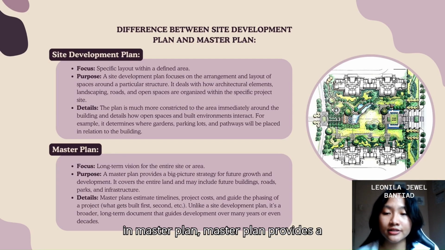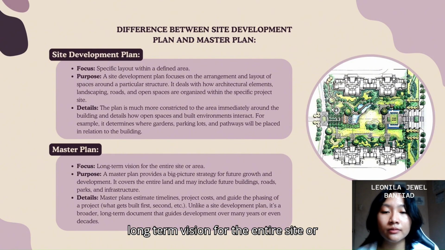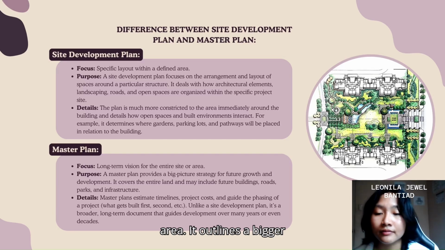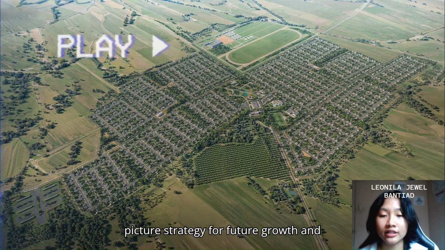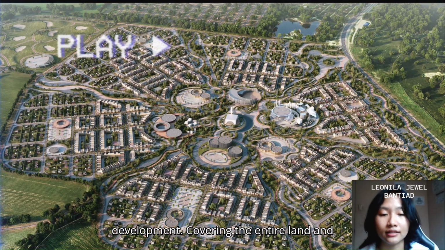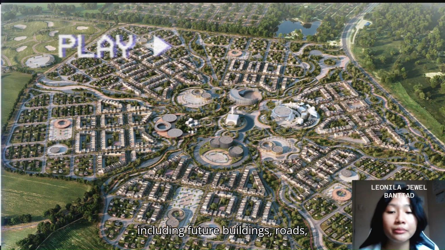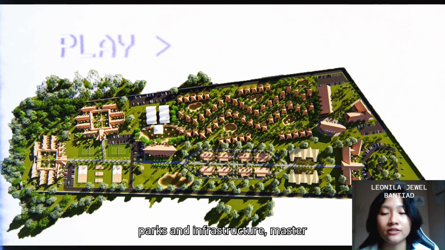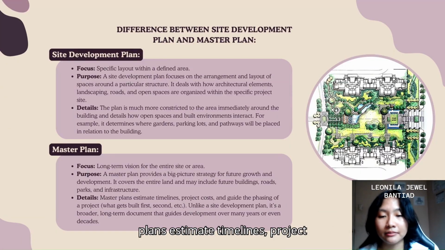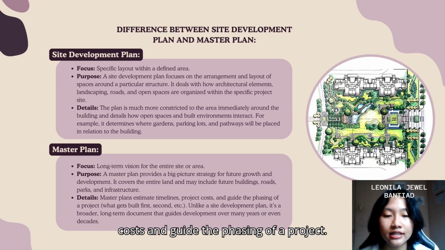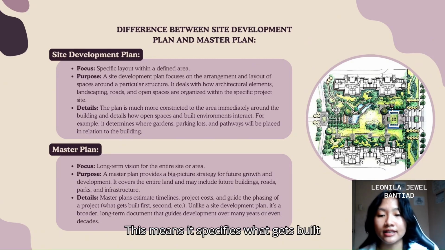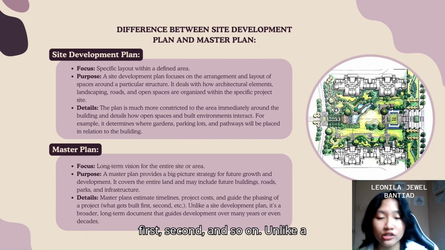In contrast, a Master Plan provides a long-term vision for the entire site or area. It outlines a bigger picture strategy for future growth and development, covering the entire land and including future buildings, roads, parks, and infrastructure. Master plans estimate timelines, project costs, and guide the phasing of a project. This means it specifies what gets built first, second, and so on.